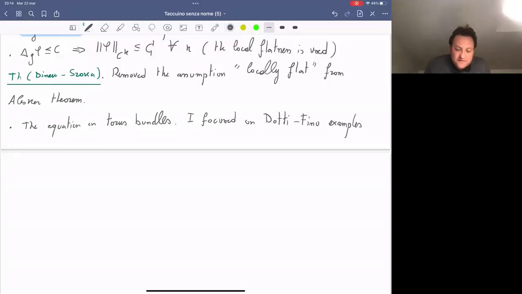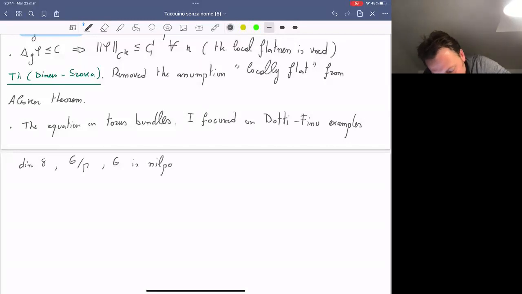And I remember that the three examples are in dimension 8, and are given as G mod gamma, where G is nilpotent. What happens is that all the examples are principal torus bundles over a torus. So I call this M. All the three examples have this structure: T3 over M over T5.